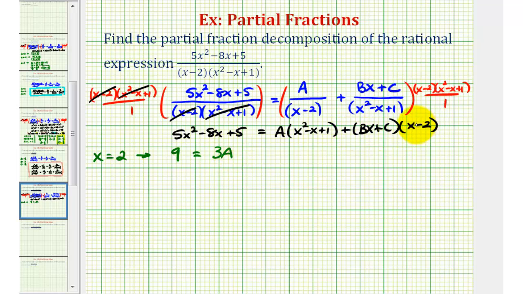And then over here, if x equals 2, this would be 0. 0 times anything is still 0. So notice that we have the equation 9 equals 3a. Divide both sides by 3. So now we know a must equal 3.